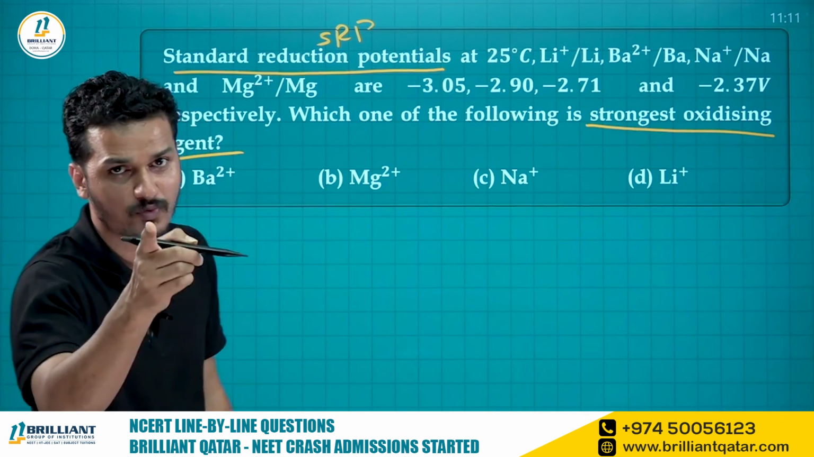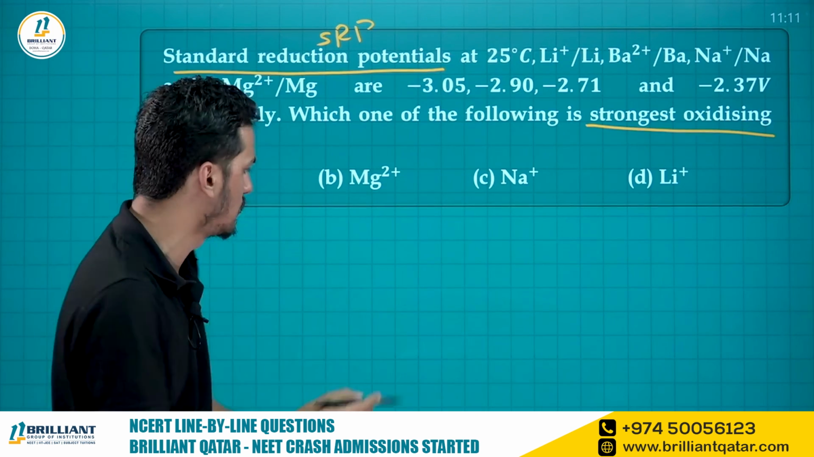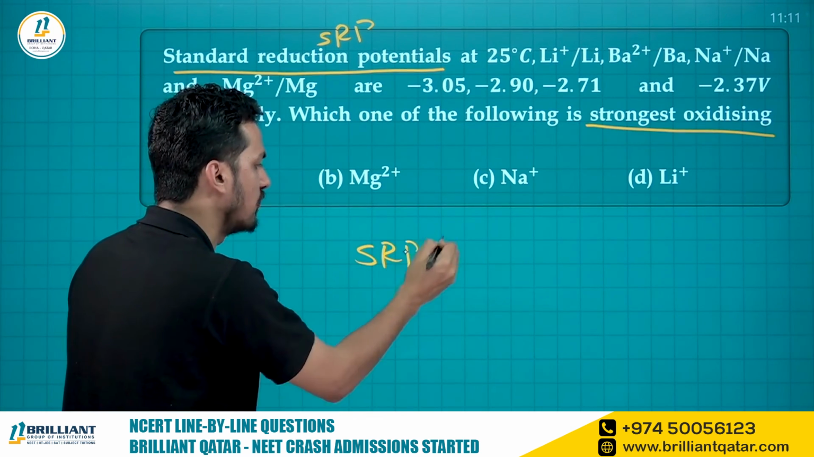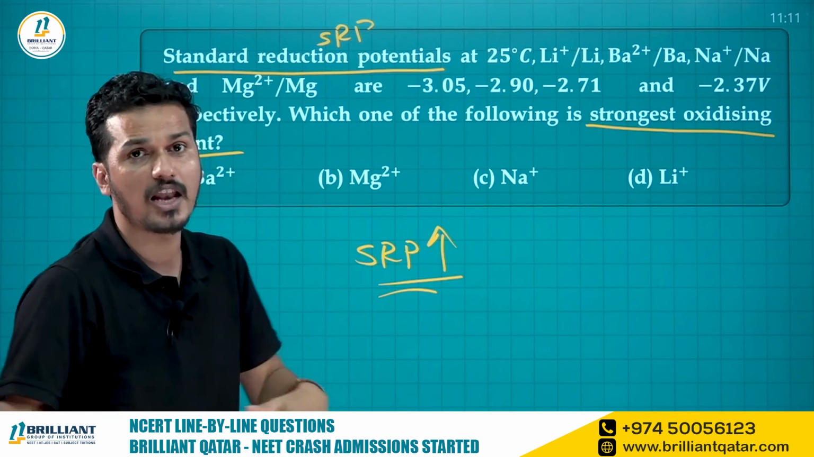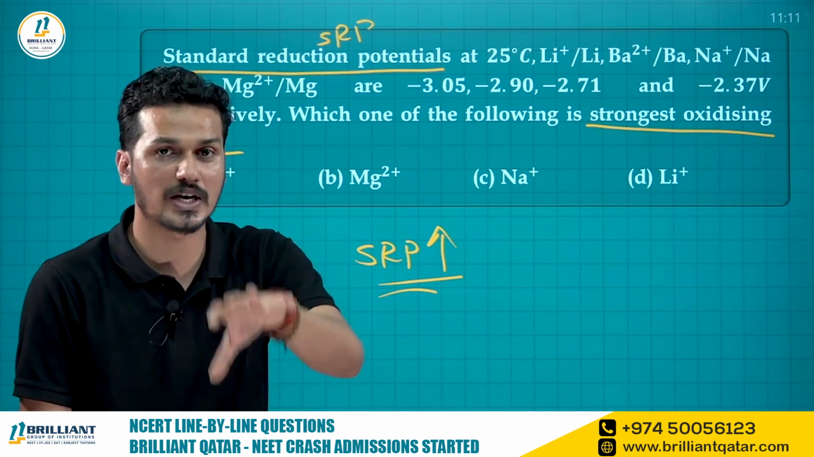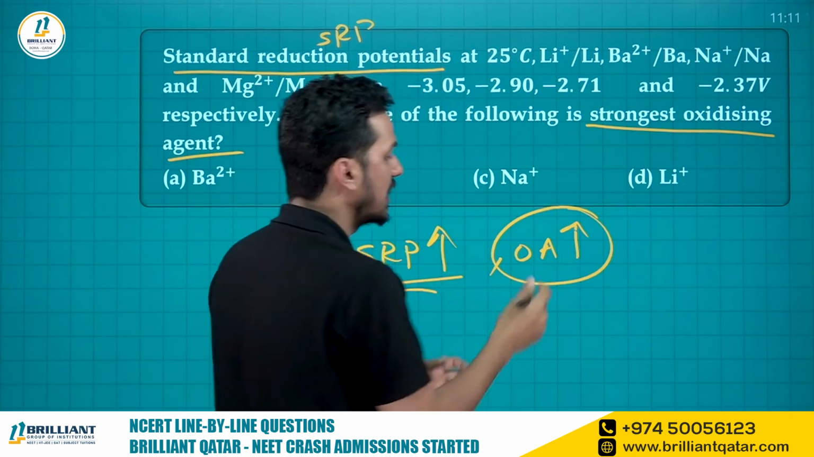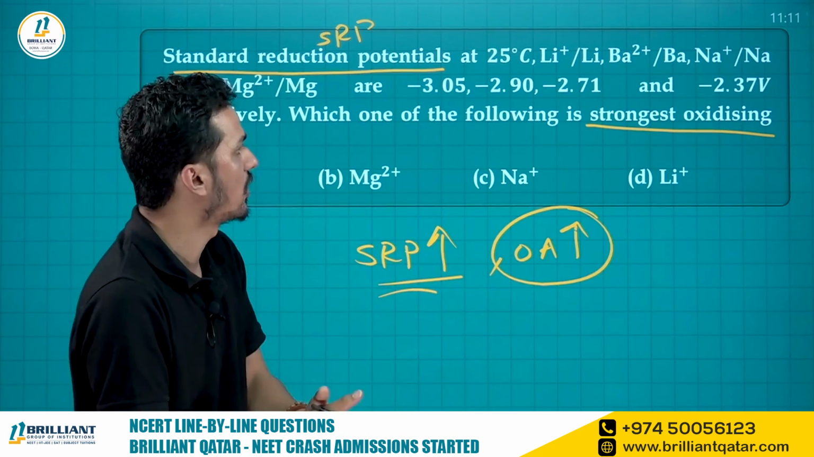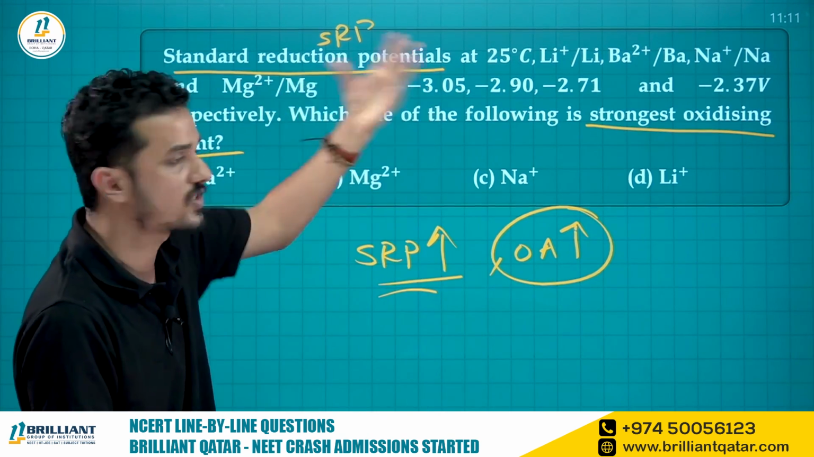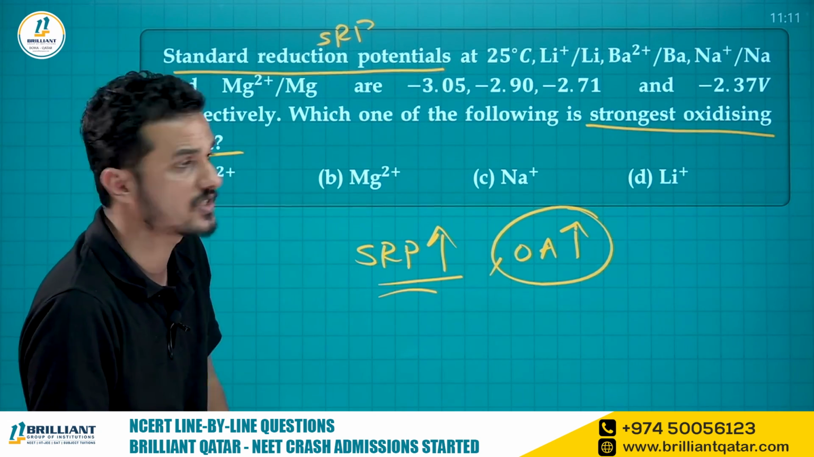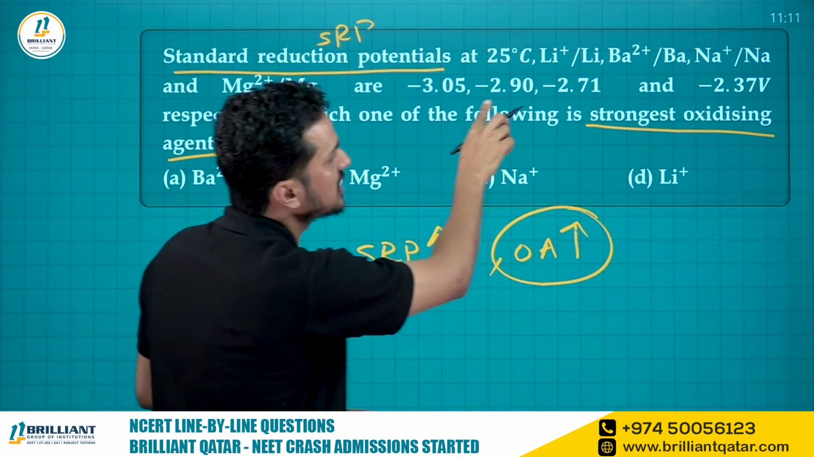What I told you, so many questions we did. If SRP value is very high, it will undergo reduction. It can act as what? Oxidizing agent. Tendency will be more. So we can check which one will have the highest SRP value out of these values, which is the bigger value.